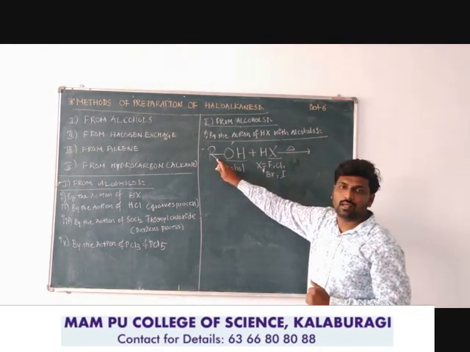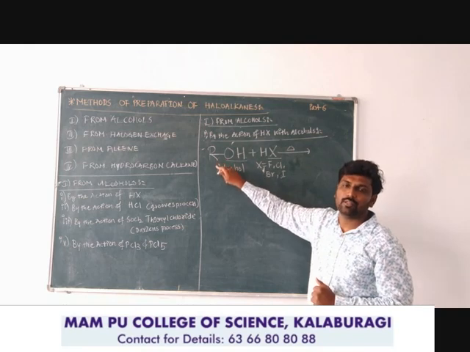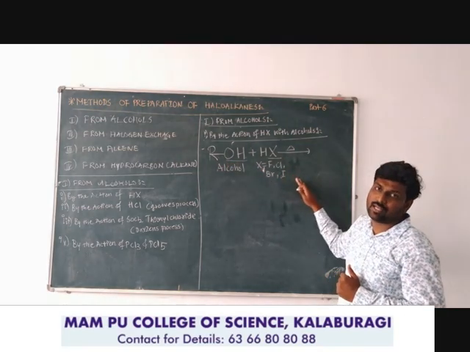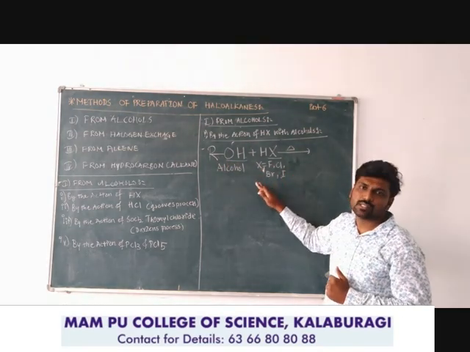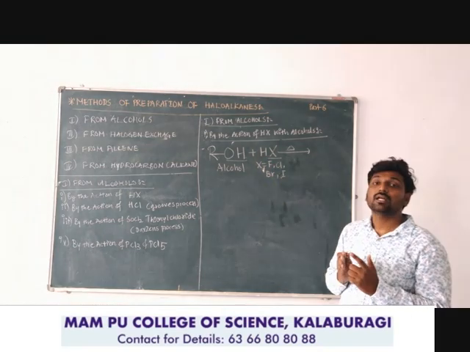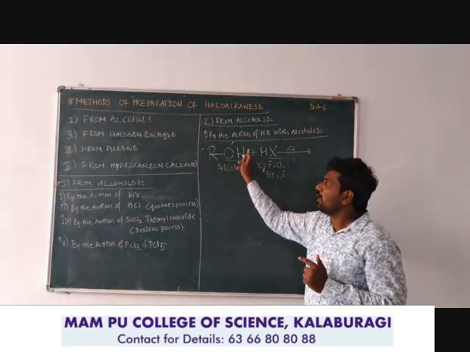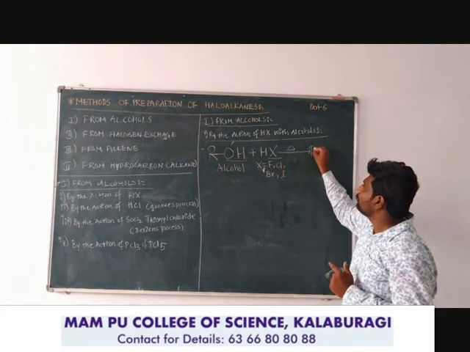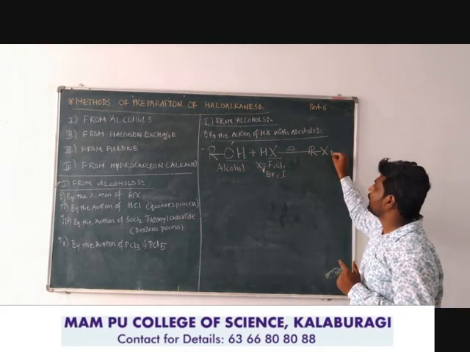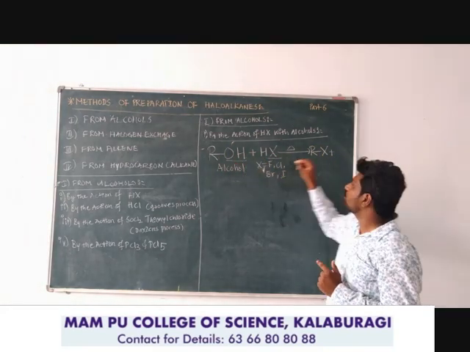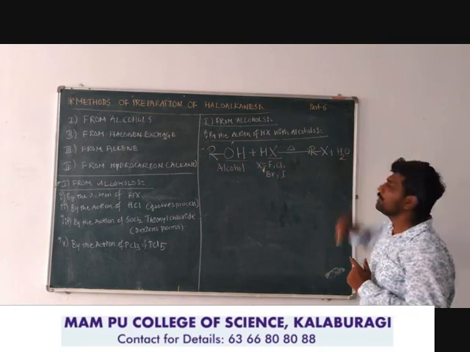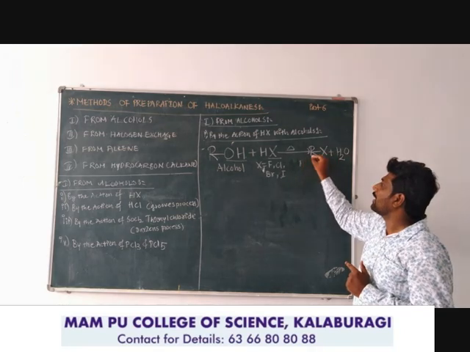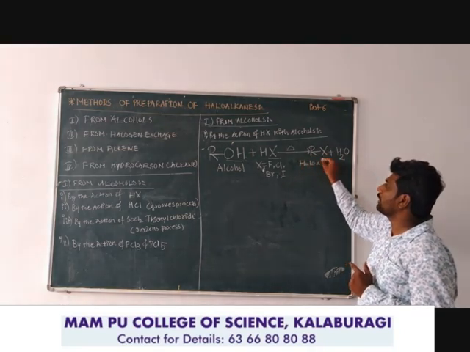Here the R means alkyl group. It may be any alcohol, methanol, ethanol, propanol, butanol, any alcohol you can take with any hydrogen halide. So what happens here? They undergo reaction by the cleavage of the C-O bond, where the OH is completely replaced by the X. Then we get RX, plus the hydrogen reacts with the OH coming from the alcohol and is converted into the byproduct water. RX is nothing but alkyl halide or haloalkane.